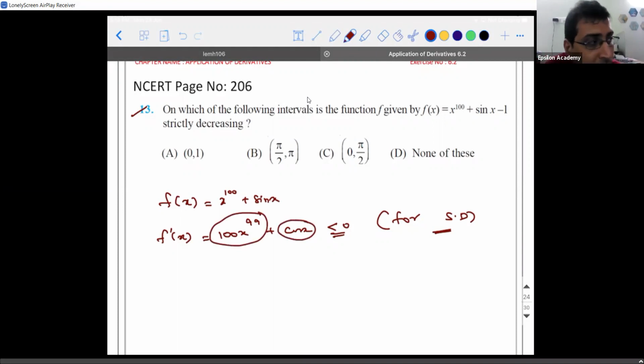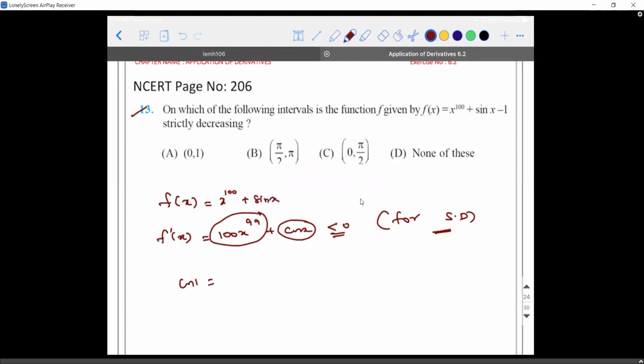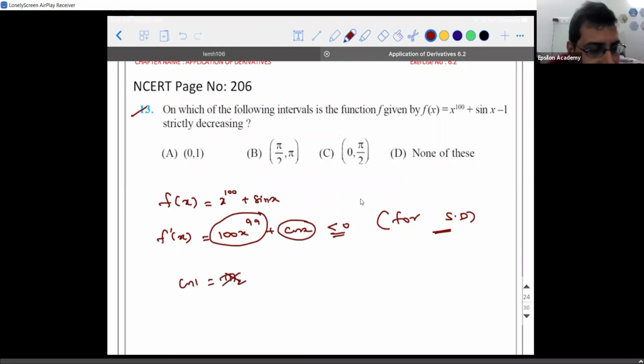Because you might ask me, sir, what is cos half value? What is cos half then? Can someone tell me what is cos 1? So pi by 2. I know you know it. I know you'll make this mistake. It should be cos inverse of 1, not pi by 2. But you can ask me what is cos 1.